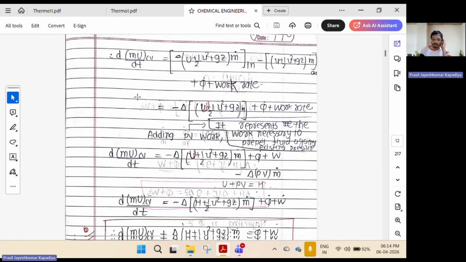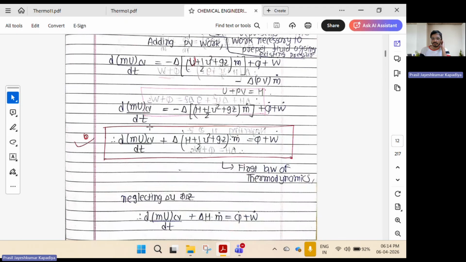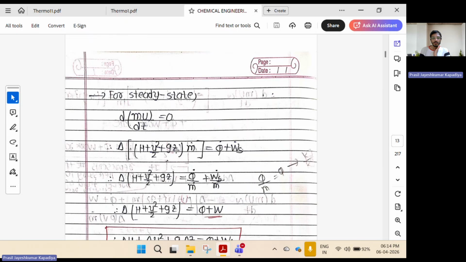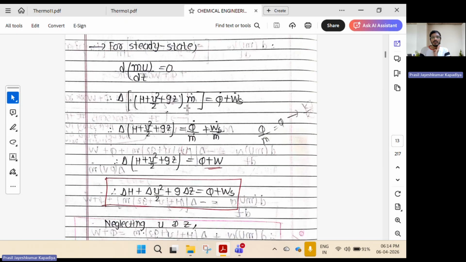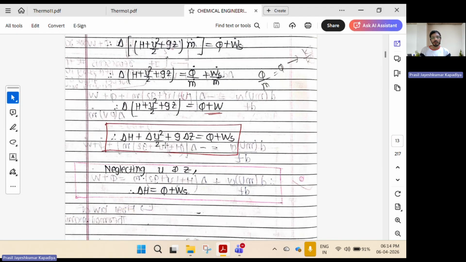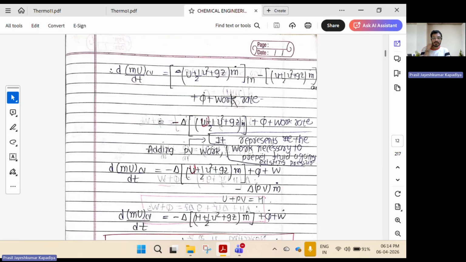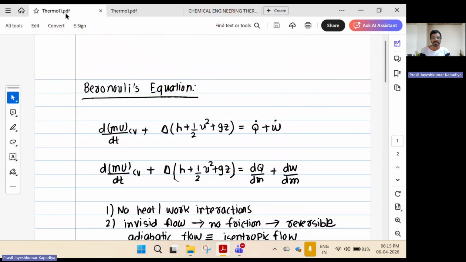So at steady state, what is going to happen? This term is going to be 0 with time. So we have only delta of h plus half u square plus gz into m dot is equal to q dot plus w s dot. If I divide by m dot, I will be left with q plus w. So delta h plus half u square plus g into delta z is equal to q plus w. If there are no velocity or elevation changes, then for an open system delta h is equal to q plus w. For a closed system, it is delta u is equal to q plus w. This is the basic thing that we have already studied in our previous classes.